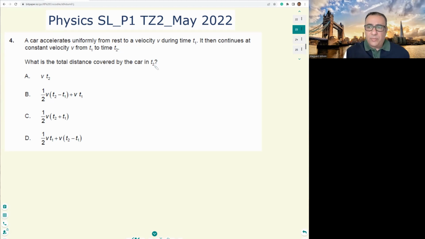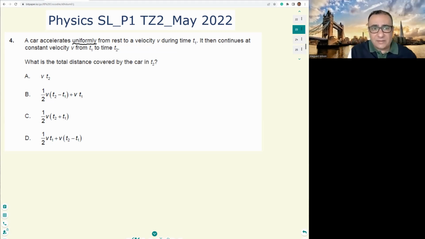When you approach a paper 1 question, very good advice is to watch for the keywords. The first keyword here is accelerates uniformly. The word uniform in physics means constant. So uniform motion means constant velocity. When I say accelerates uniformly, it means constant acceleration. So that means the acceleration is constant.